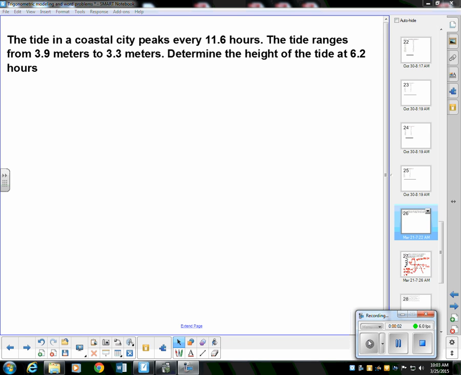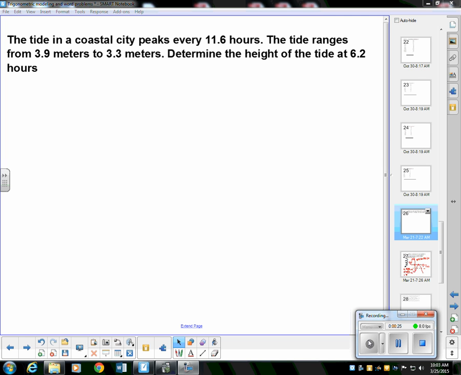So we have another problem here, in which we want to answer this. It says the tide in a coastal city peaks every 11.6 hours. The tide ranges from 3.9 meters to 3.3 meters. Determine the height of the tide at 6.2 hours. So the end result is we're to determine how high the tide is when 6.2 hours has elapsed.